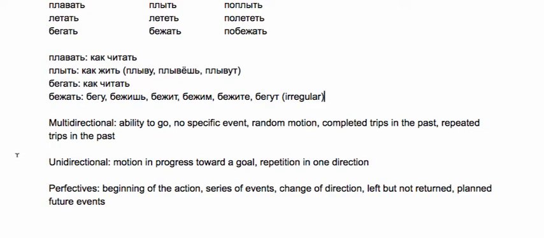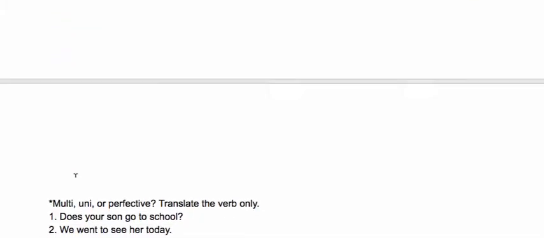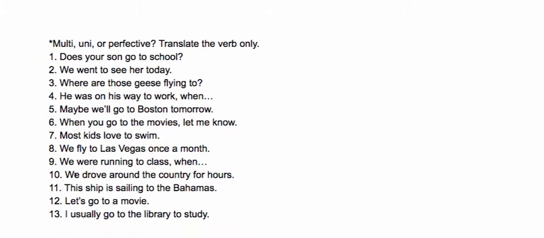And then perfectives, we use perfectives when we talk about the beginning of an action, a series of events, maybe a change in direction, like first I went here, then I went there. If we're talking about that we left but didn't come back yet, we use perfectives, and then often planned future events we'll use perfective. So try these. Are we using multidirectional, unidirectional, or perfective? Translate the verb only.